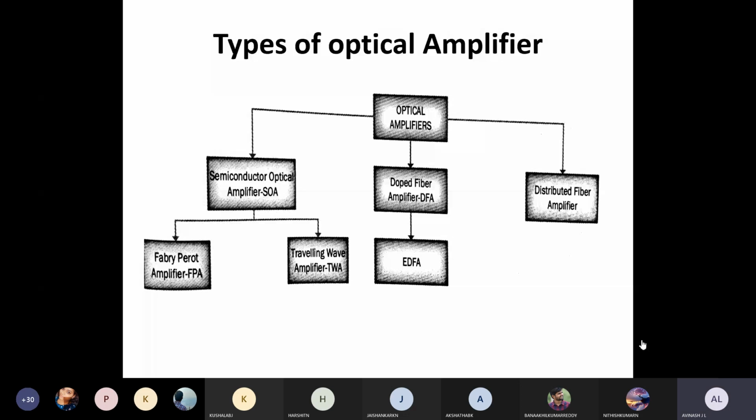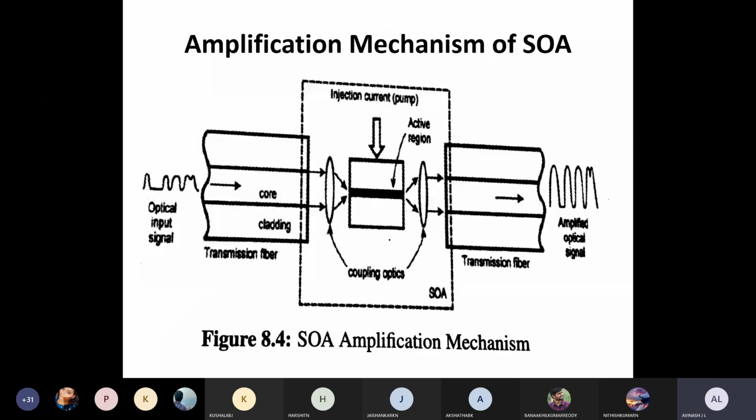Now the amplification mechanism of SOA. How is this happening? That is exactly what we need to discuss now. In order to understand this, you just keep writing the diagram. While you are writing the diagram, I will explain how that amplification mechanism is happening. Very simple.